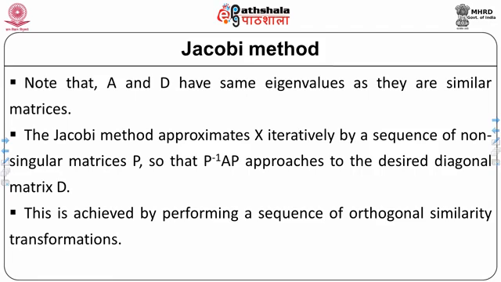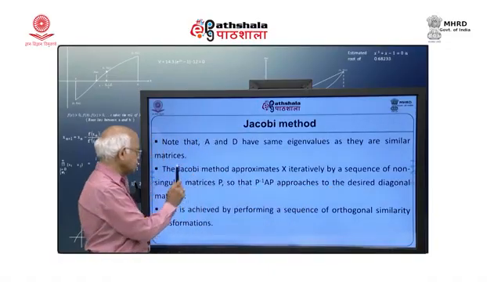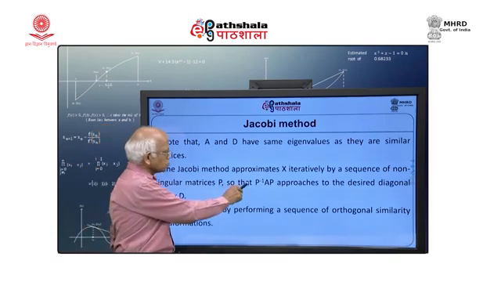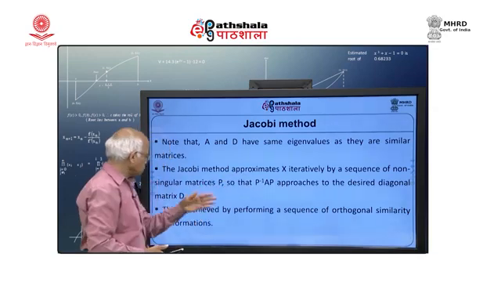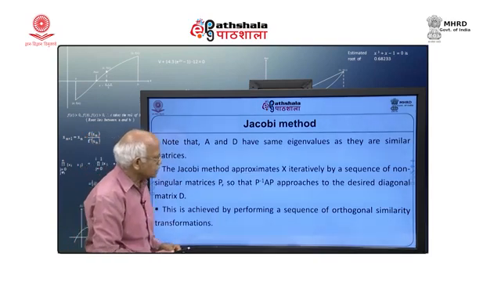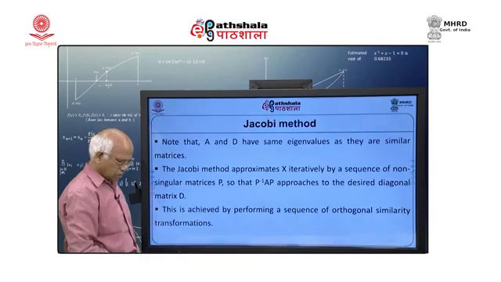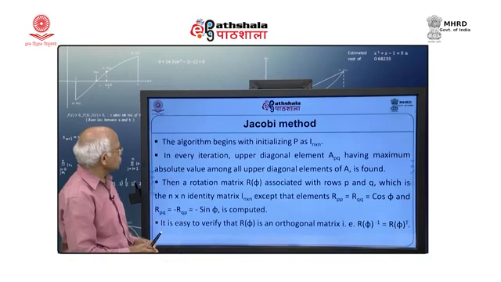The Jacobi method approximates X iteratively by a sequence of non-singular matrices P, so that P inverse A P approaches the desired diagonal matrix D. So, every time you go on modifying P and you take P inverse A P, step by step it will approach matrix D. This is achieved by performing a sequence of orthogonal similarity transformations. So, these are all similarity transformations, and that is what we are going to do here.